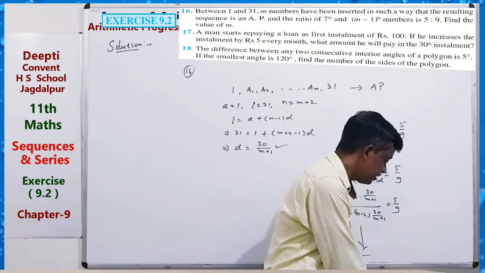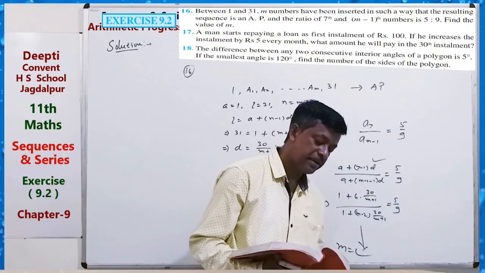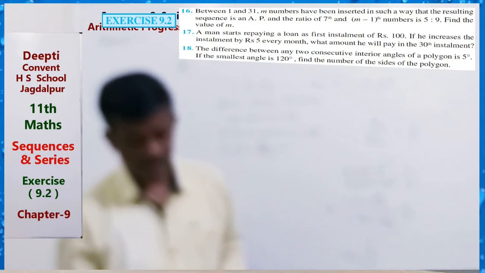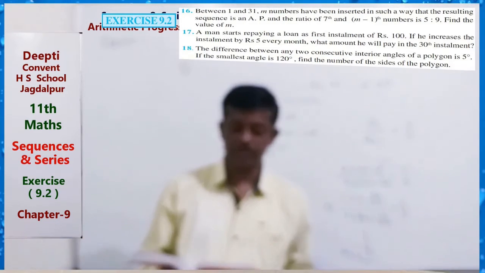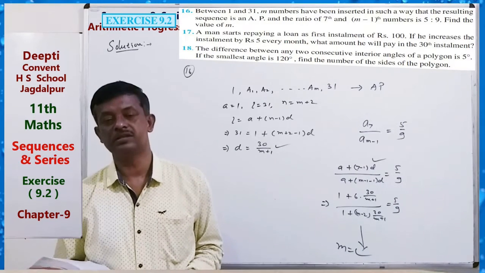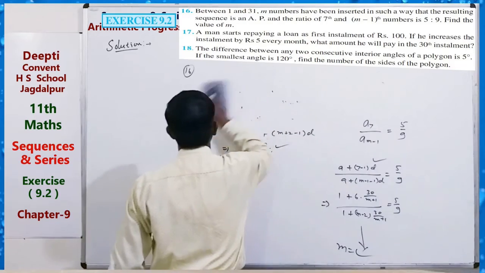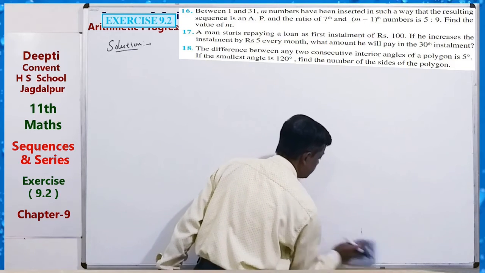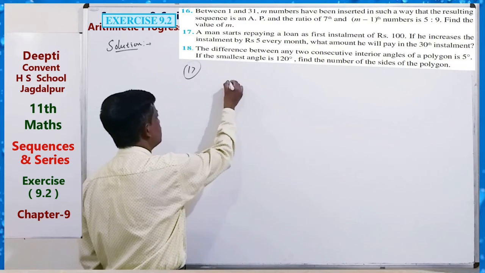Now question 17. 17 is simple. A man starts repaying a loan with a first installment of rupees 100. If he increases the installment by rupees 5 every month, what amount will he pay in the 30th installment? It means we have to find the a30 term. Very simple question. The first installment is 100, so we can suppose the first term is 100.